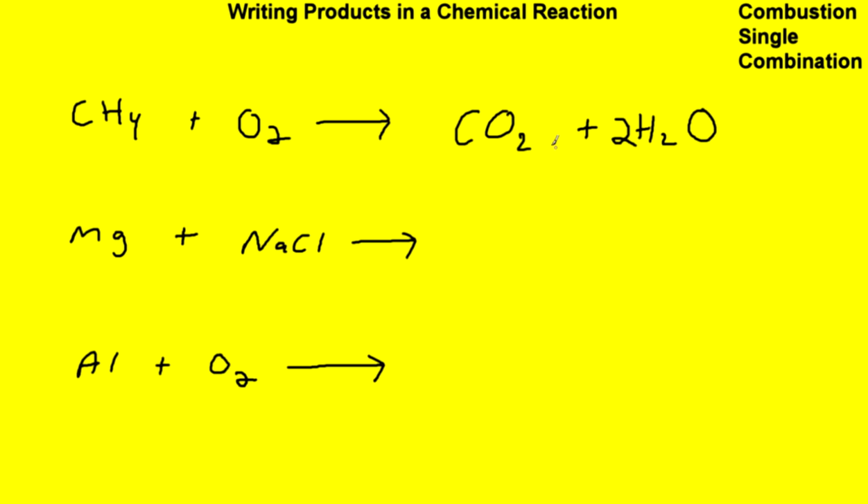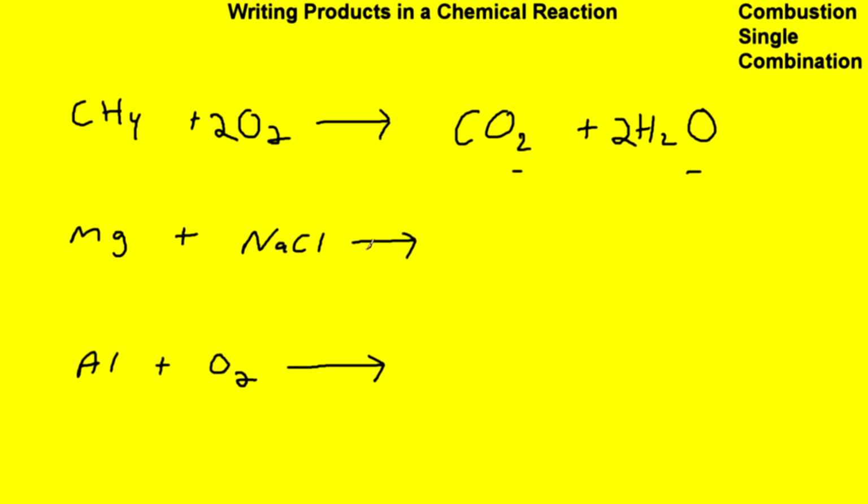Do your oxygens last. We have 2 oxygens here. We have 2 oxygens here. So 2 plus 2 is 4. We have 4 total oxygens. So this has to be 4 total. There we go. We're done. We're balanced. All right. Let's look at a single.